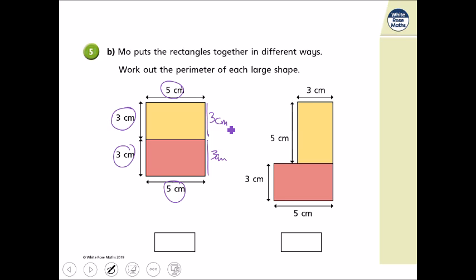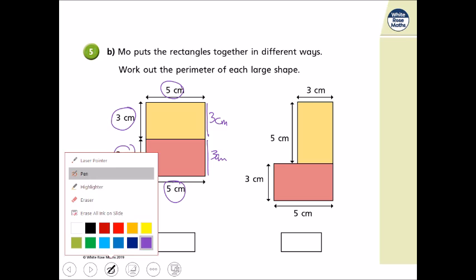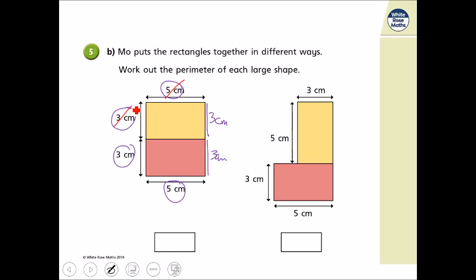So we've got 5, let's change colour and cross them off. So 5, add 3 is 8, add 3 is 11, add 5 is 16, 17, 18, 19, 20, 21, 22. Yes, 22. So that's 22 centimetres. Okay. And for this shape over on the right-hand side of the board, we've got 3 centimetres plus 5. This is sneaky. We've got this distance here, haven't we? So we're going to have to work out that distance.